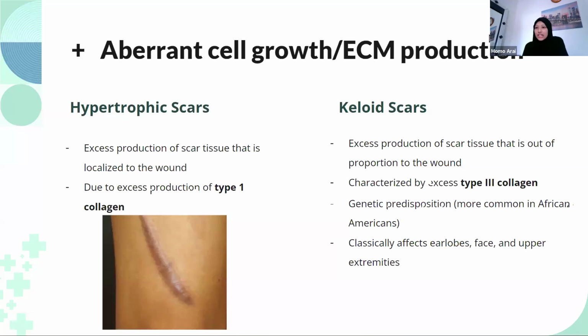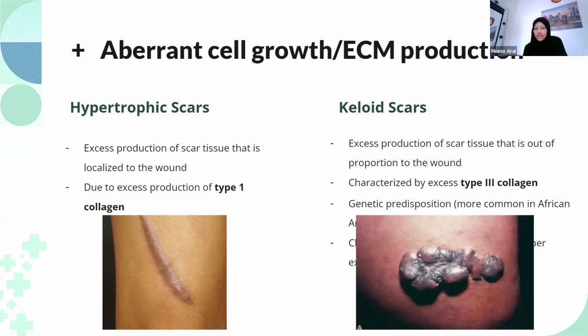Keloid scars also have a genetic component. That's different from this. Keloid scars are more common in African Americans. They are due to excess scar tissue that goes out of the wound. So those are the differences you need to know between these two. There's a picture for that. It looks like that. It goes way out of the wound, right? And it's bigger, and you can see it more clearly than this one. So that's the first difference. This is within the wound region. This goes outside the wound.